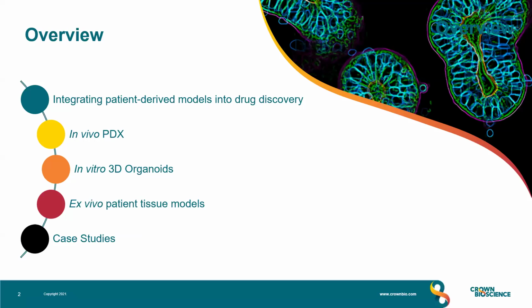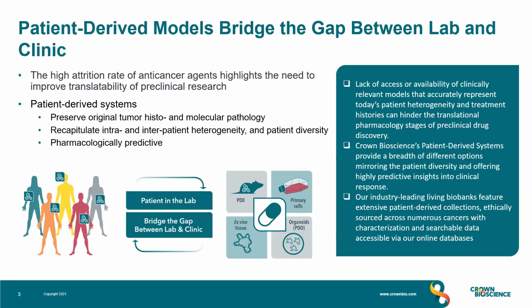So I'll give a quick overview of the value of patient-derived models in drug discovery, looking specifically at the in vivo PDX with mouse clinical trials and humanized systems, in vitro 3D organoid drug screening and co-culturing, and then ex vivo patient tissue models. And then I'll give some examples of how these models have been applied for specific therapeutics and biomarker discovery. So although there are many reasons for the high attrition rates in oncology, the preclinical models come under scrutiny for failing to better predict efficacy.